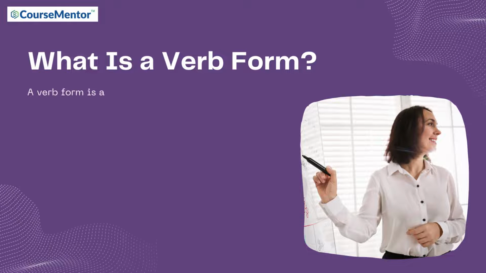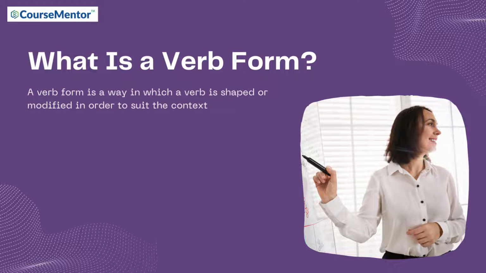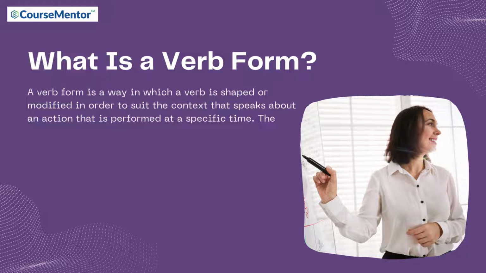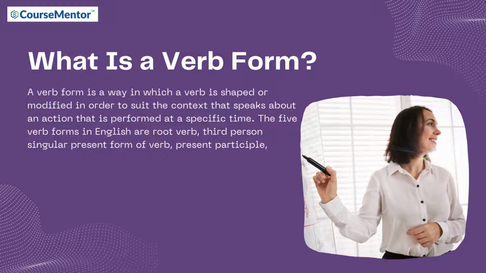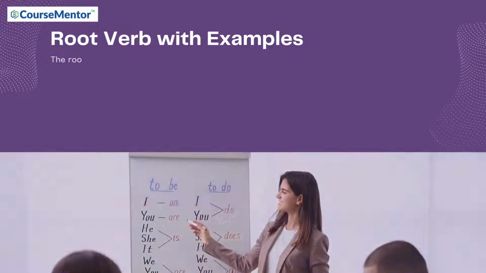Let's start with the definition of verb forms. A verb form is a way in which a verb is shaped or modified in order to suit the context that speaks about an action that is performed at a specific time. The 5 verb forms in English are root verb, third person singular present form of verb, present participle, simple past and past participle.